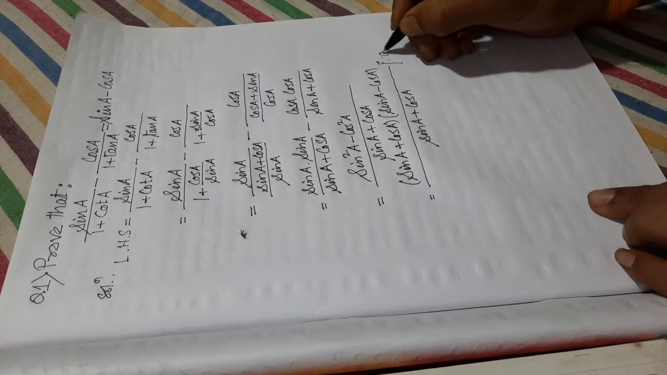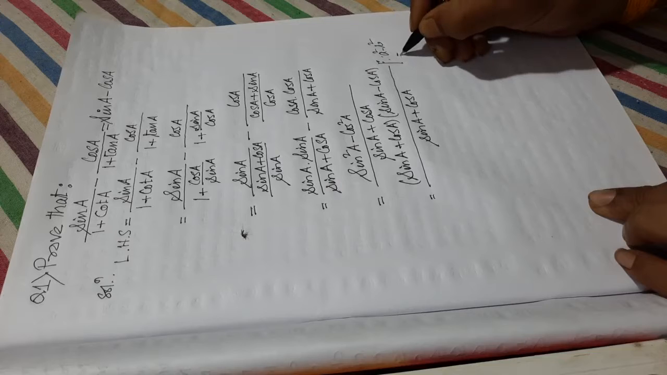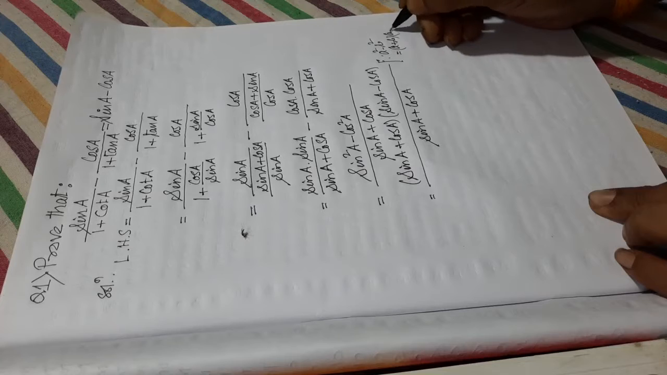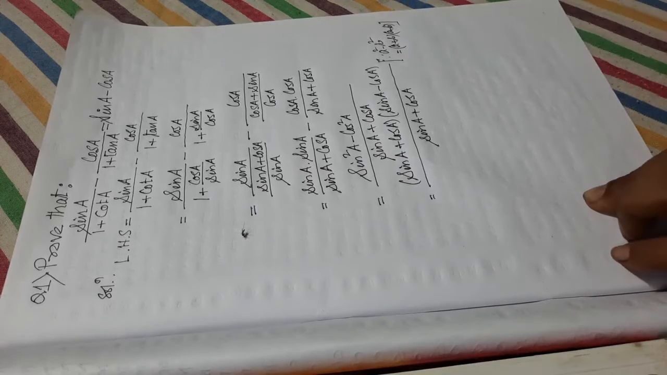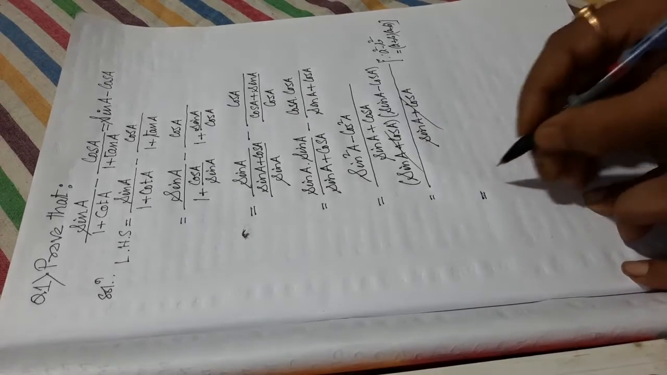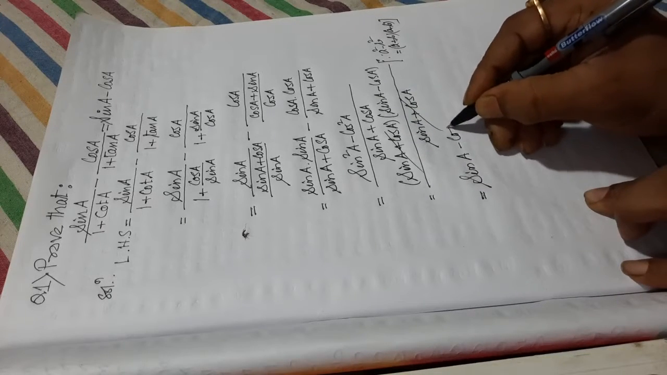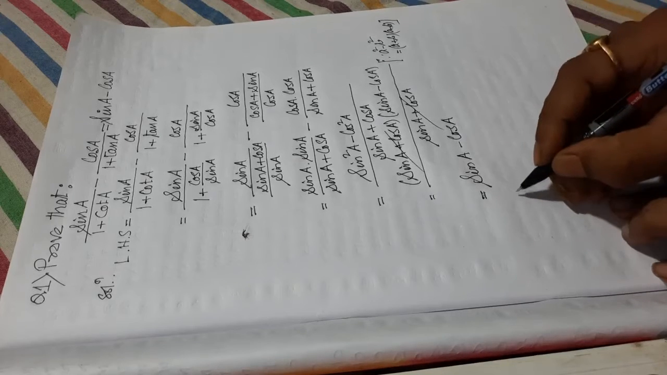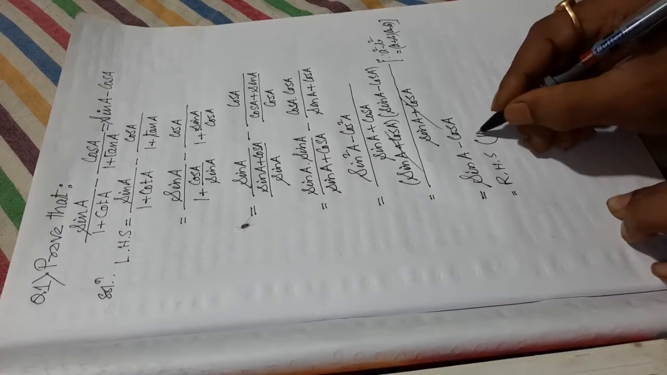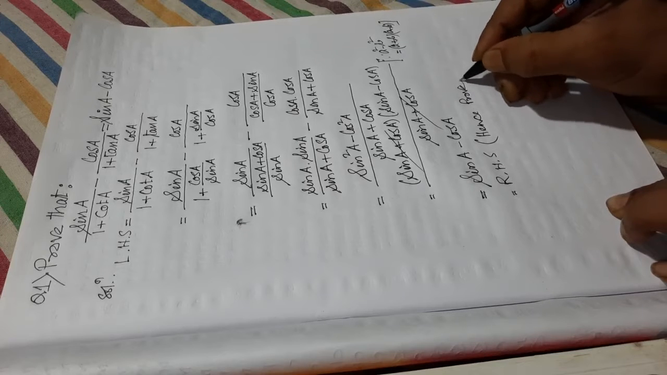Since a square minus b square is equal to a plus b into a minus b, is equal to sin A minus cos A, which is equal to right hand side. Hence proved.